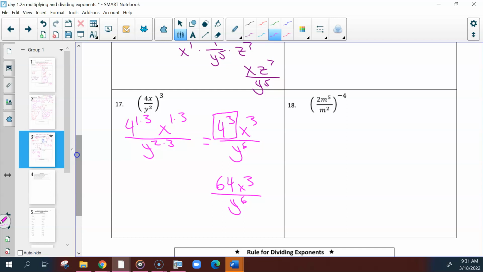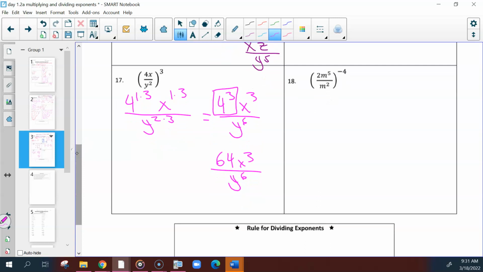All right, last one. For 18, on the inside, do we have like bases? Yes, the m's. That means we can deal with these m's before we deal with the exponent. So we are dividing like bases. What would we do with the exponents? Subtract. So that would be 2m to the 3rd to the negative 4th.